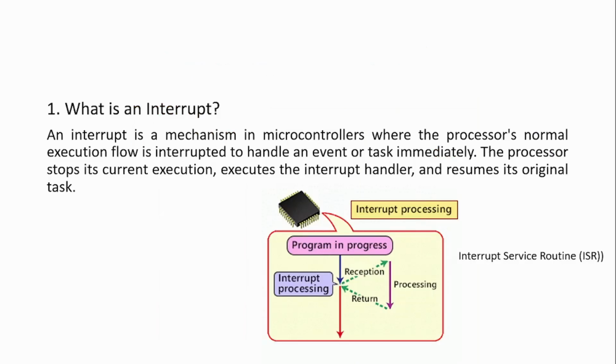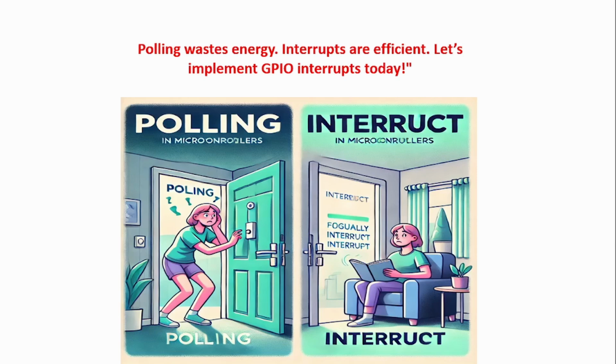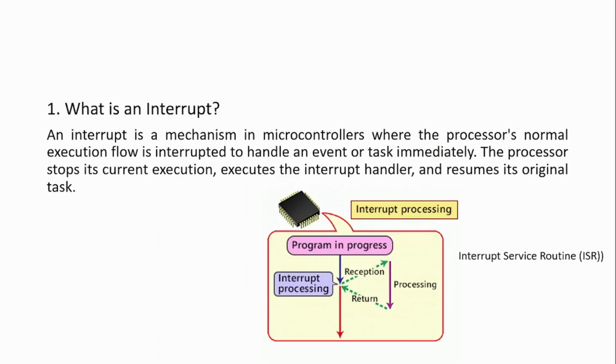Now, what is the definition of interrupt? An interrupt is a mechanism in a microcontroller where the processor's normal execution flow is interrupted to handle an event or task immediately. If you consider this example, then your normal execution flow was reading a book, right? You interrupted that normal execution. You handle the event like opening a door, and after completion of that task, you come back and resume your original task.